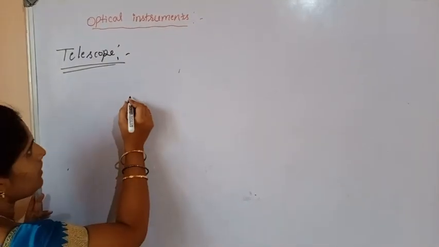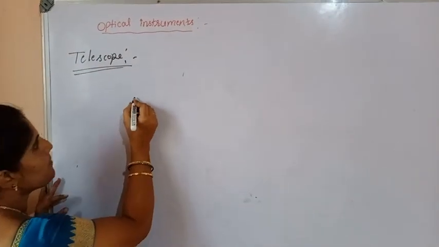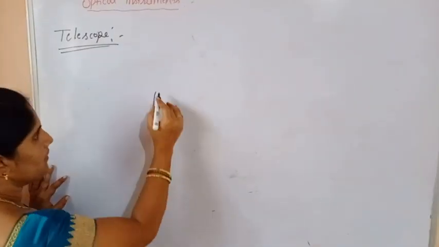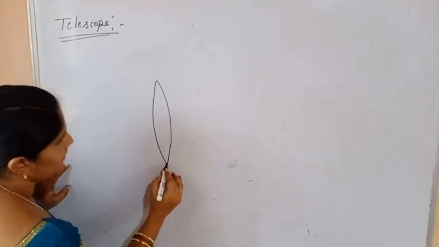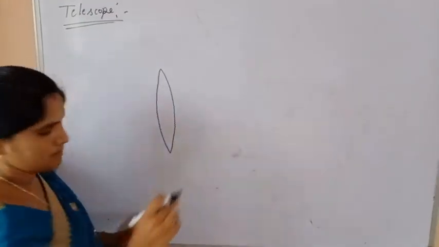Okay, let us draw a ray diagram for this telescope. First, let's draw a convex lens like this.